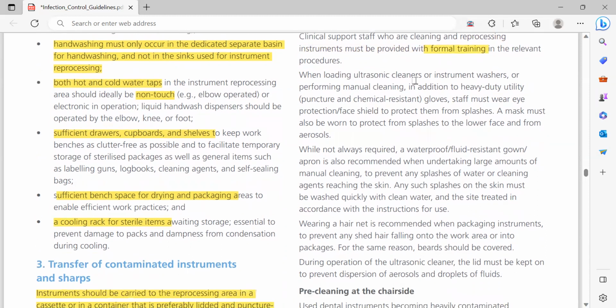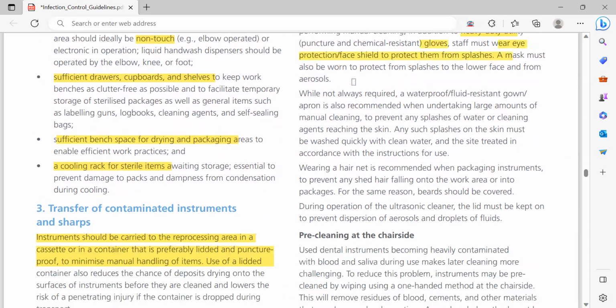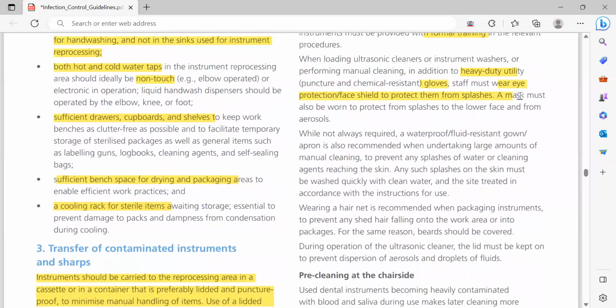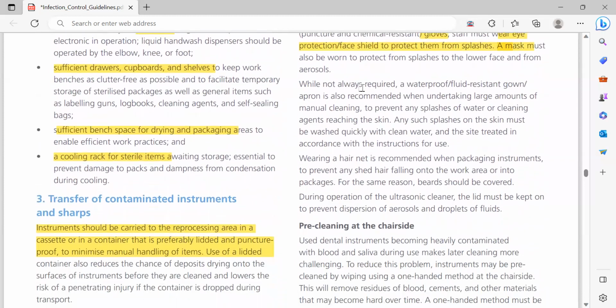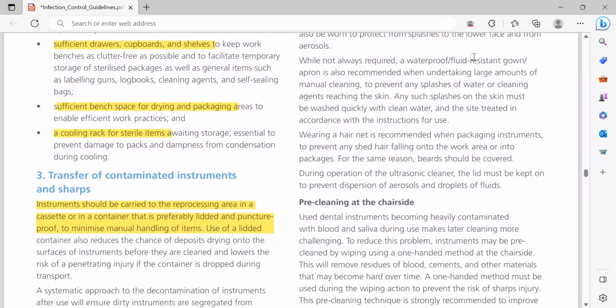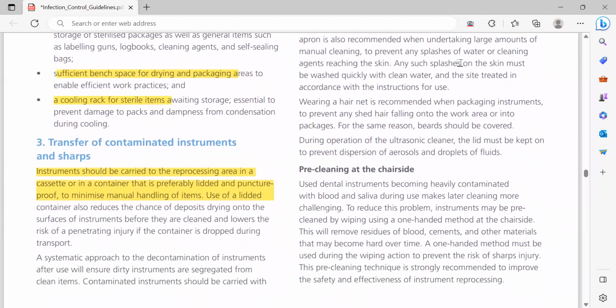And whenever they are loading the instruments, like the ultrasonic cleaner or the instrument washer, they should wear heavy duty utility gloves, and staff must wear eye protection, a face shield to protect them from splashes. A mask must also be worn to protect the lower face from splashes and from aerosols. While not always required, a waterproof fluid resistant gown. It is not necessary, but sometimes they also wear gowns to avoid splashes of water on the skin.